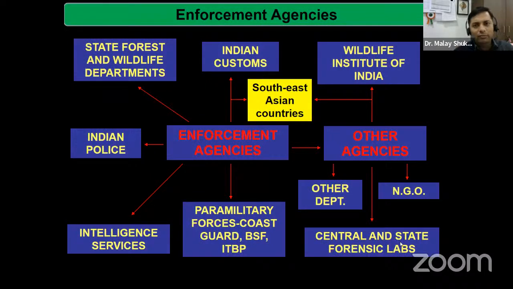There are various enforcement agencies that play an important role in establishing this linkage. As far as wildlife forensics is concerned, the forest department plays a very important role in detecting the crime, nabbing the poachers, and documentation of such processes. Apart from that, nowadays customs has been very proactive, and many customs officers are now being trained dedicatedly in the field of wildlife forensics.